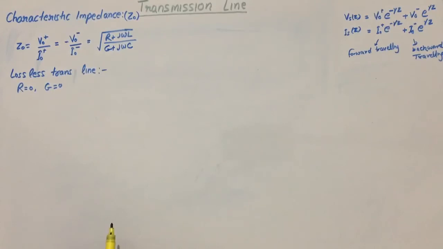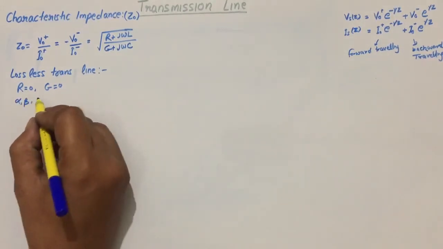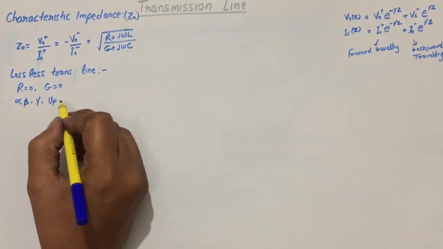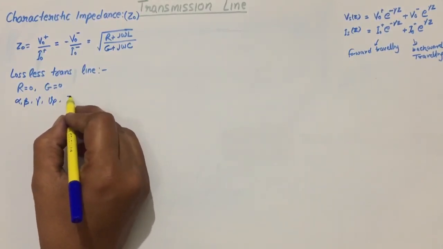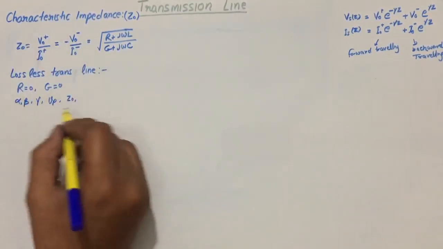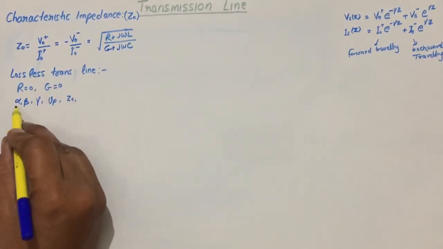And if these are 0, then we try to find the different parameters that we have studied in case of unbounded wave propagation, or we can say unguided wave propagation. That was alpha, beta, gamma, velocity, and intrinsic impedance. Here it is characteristic impedance. So we will try these parameters here once again for the lossless transmission line.